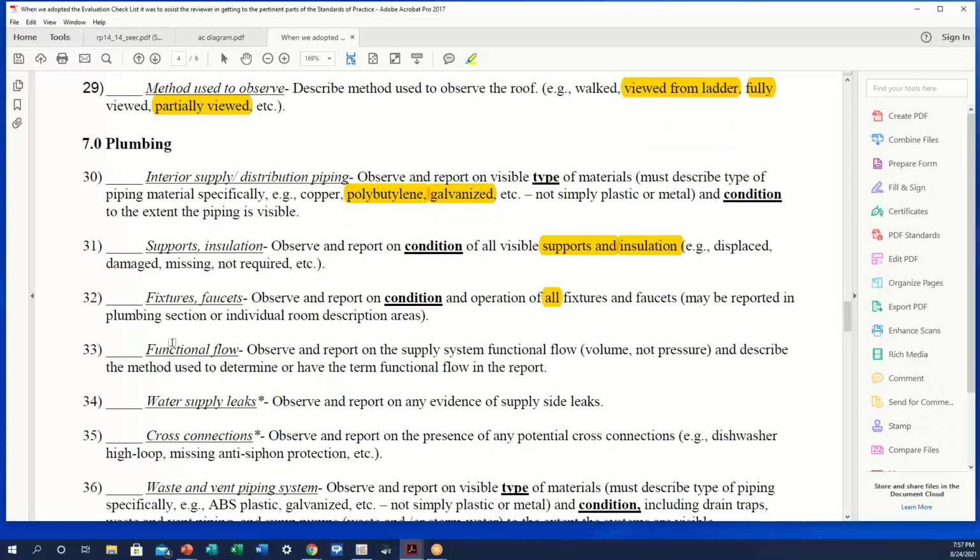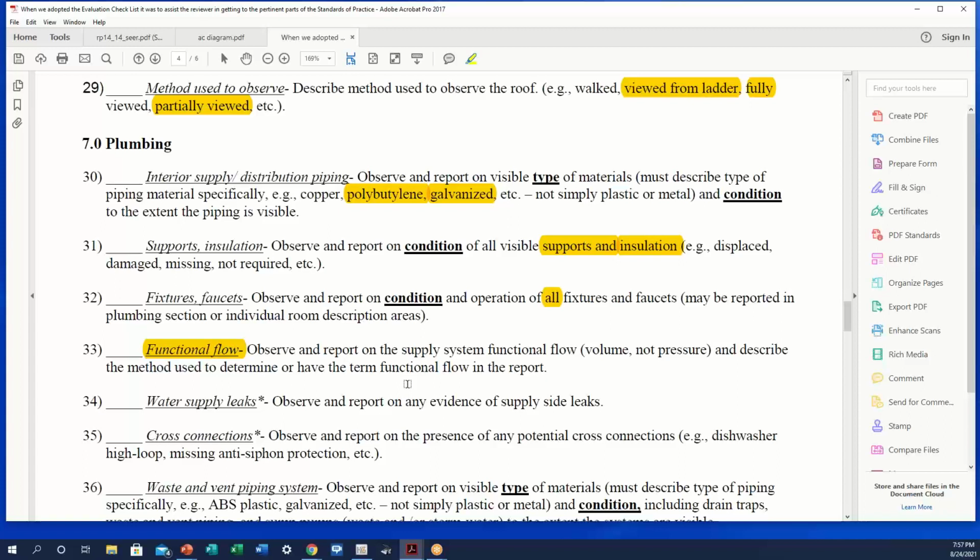Functional flow. If you don't have this, the first thing is your report is non-conforming. This is one of the statements that's low hanging fruit for someone that's evaluating an inspection report. That's one of the first things they look for: functional flow and functional drainage, because a lot of inspectors don't put it in there, which is wrong, but that's what happens, and that's easy prey.